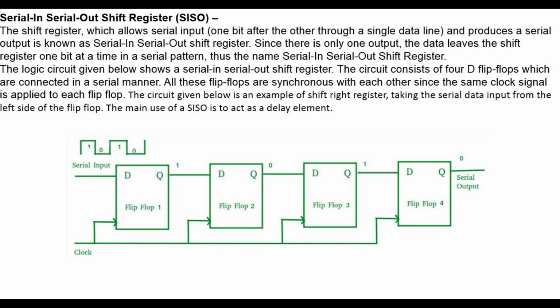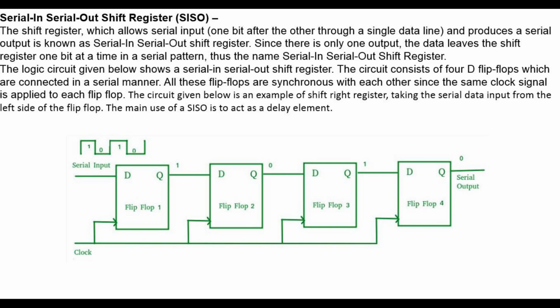Serial in, serial out shift register. The shift register which allows serial input, one bit after the other through a single data line, and produces a serial output is known as a serial in, serial out register. Since there is only one output, the data leaves the shift register one bit at a time in a serial pattern. Thus the name serial in, serial out register.